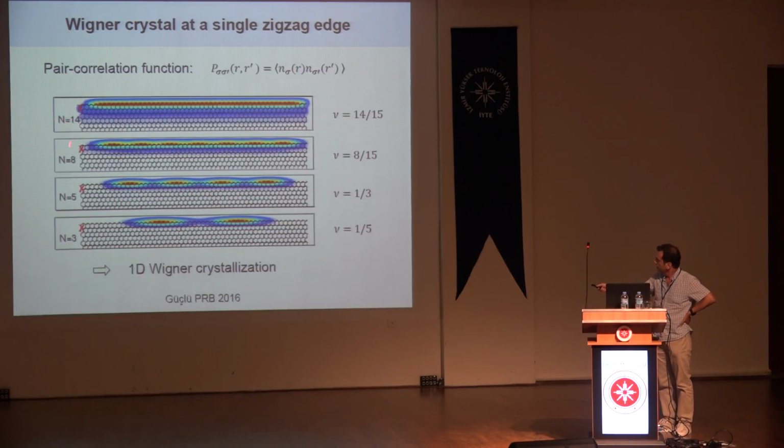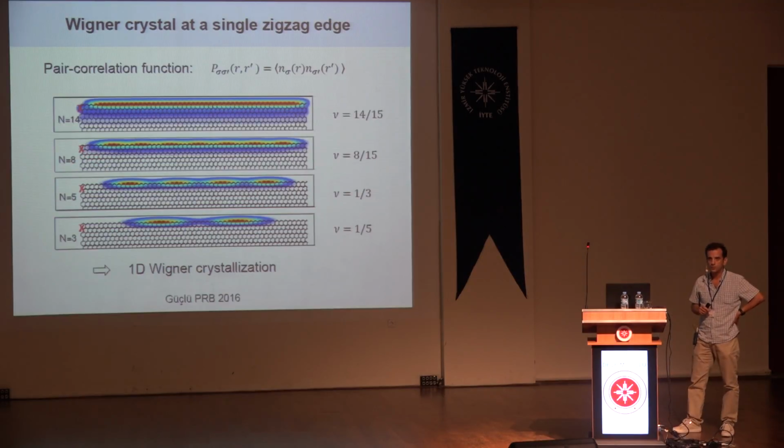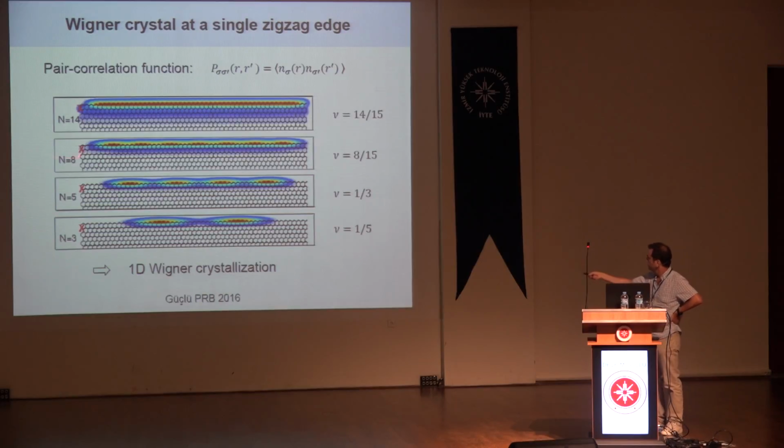Then if I do the same calculation for 8 electrons, you start to see some oscillations. Actually, if you count the number of peaks here, you have 7 plus 1 fixed electron, 8 electrons. So we are getting close to a Wigner crystal. And as you decrease the number of electrons, decrease the electronic density, this becomes much more clear. Here we have a Wigner crystal of 5 electrons and 3 electrons.